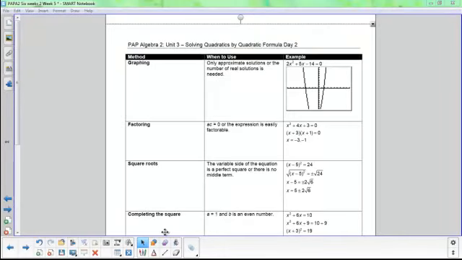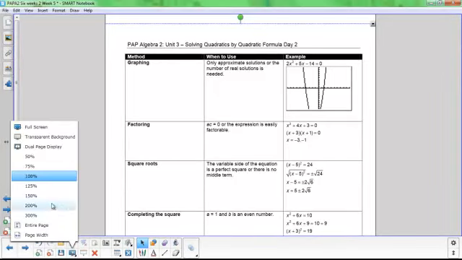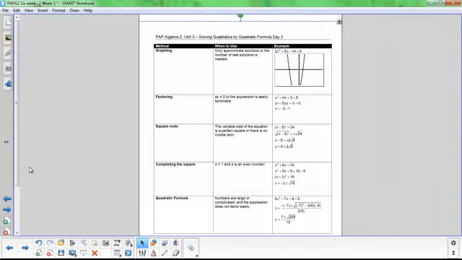Quadratic formula, day 2. All this really is going to be about is a simple review. Let me go ahead and zoom out for you so you can see the whole thing at once. There you go.